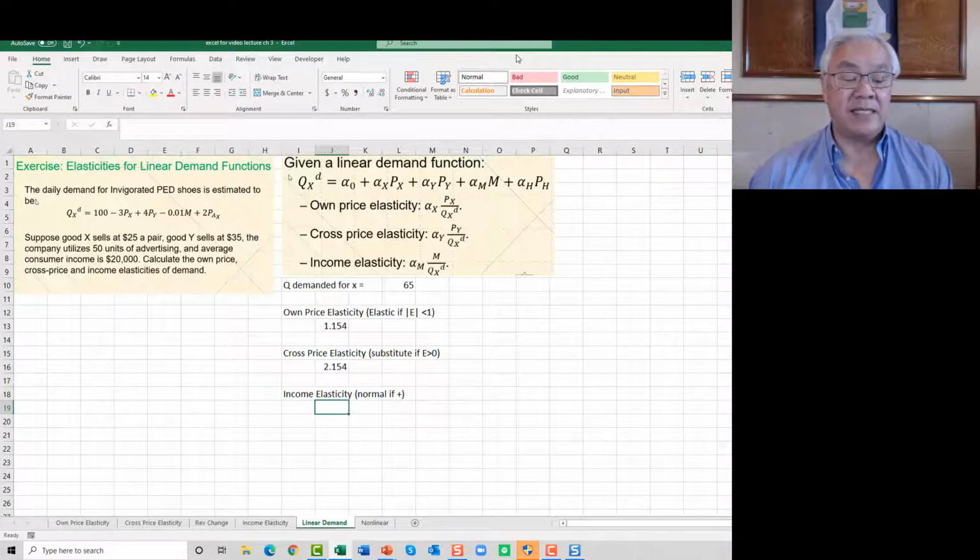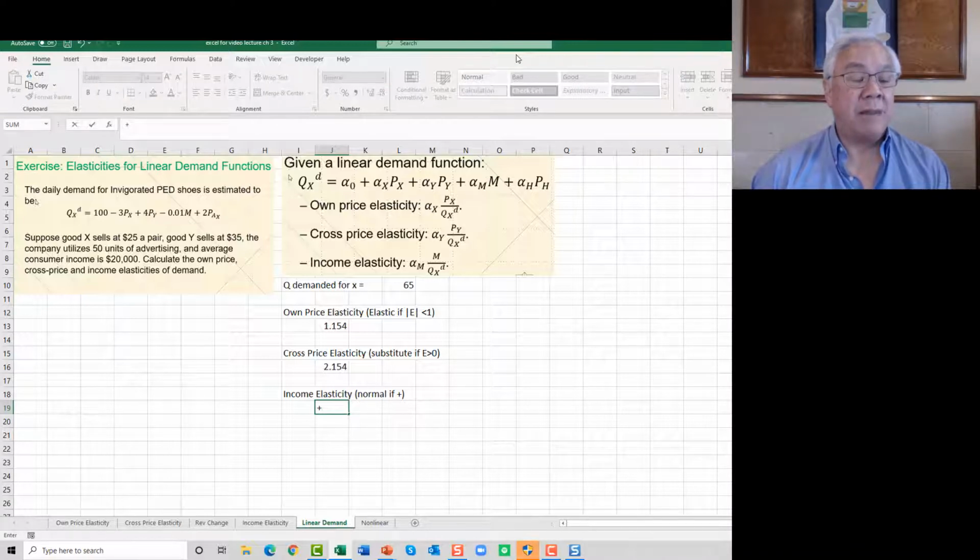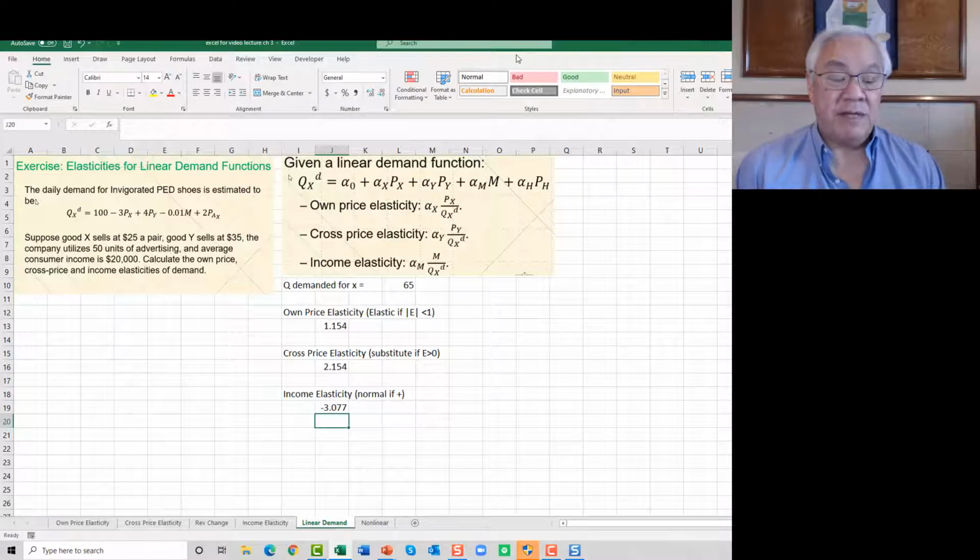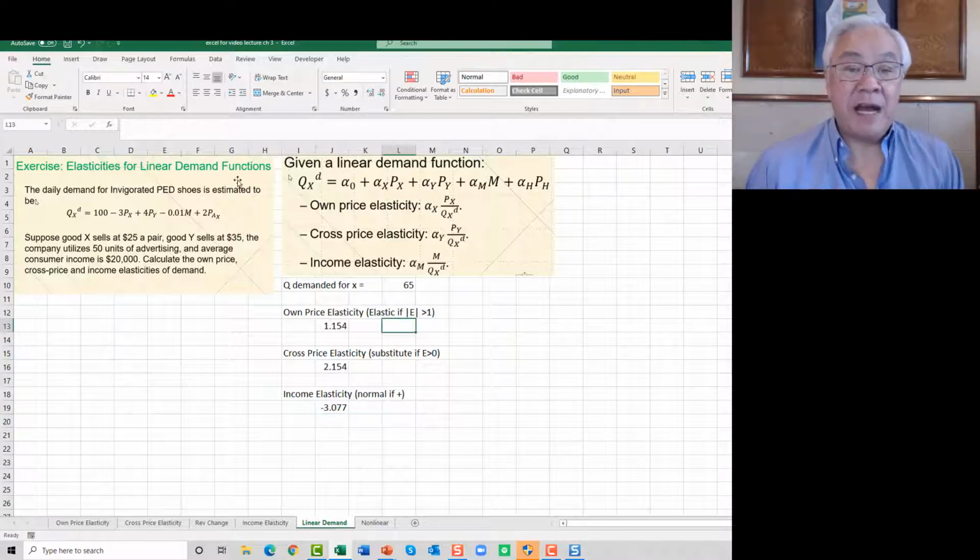And then income elasticity is we take the alpha M, which is minus 0.01 times the amount of income, 20,000, divided by the quantity of X, which is 65. So now we have these three numbers. So let's evaluate the three elasticities that we just computed.